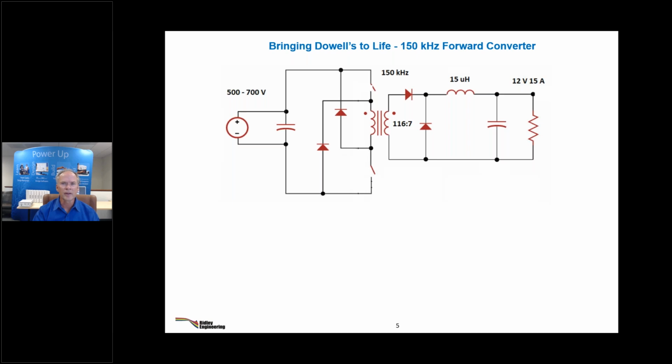All right, let's bring this to life a little bit. And this should answer the question you said. This is a 2-switch forward, 150 kilohertz forward converter. Input voltage is 500 to 700 volts, so this is an industrial type application. Very high input voltage means lots of turns on the primary. So in this case, we're going to end up with 116 turns on the primary, and 7 turns on the secondary for a 12 volt, 15 amp output, and 150 kilohertz, as I said, is the switching frequency here.